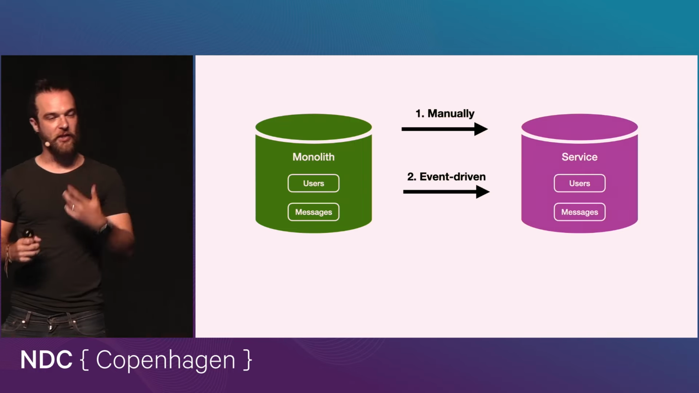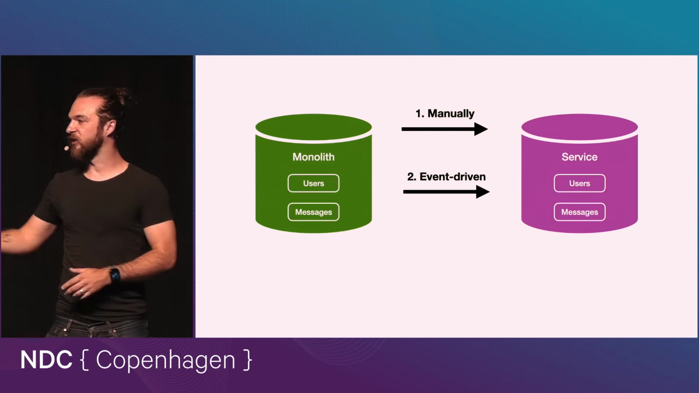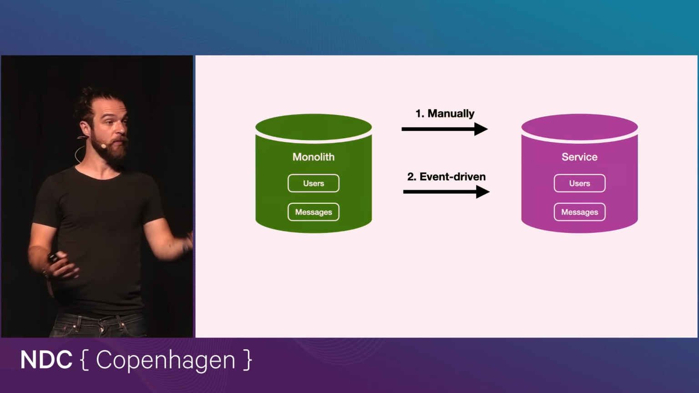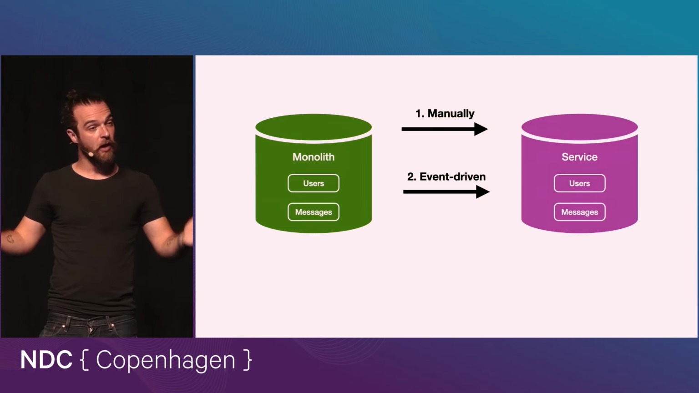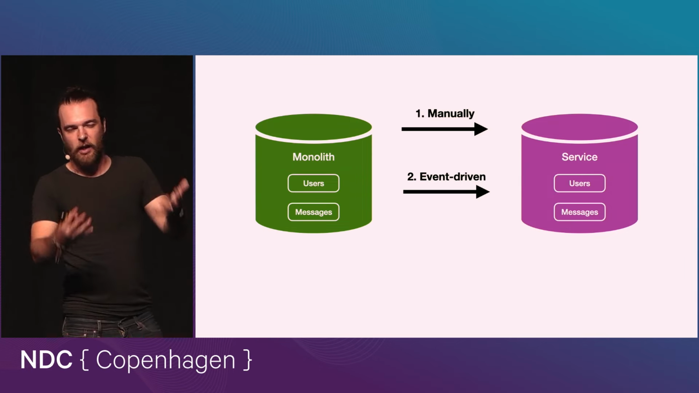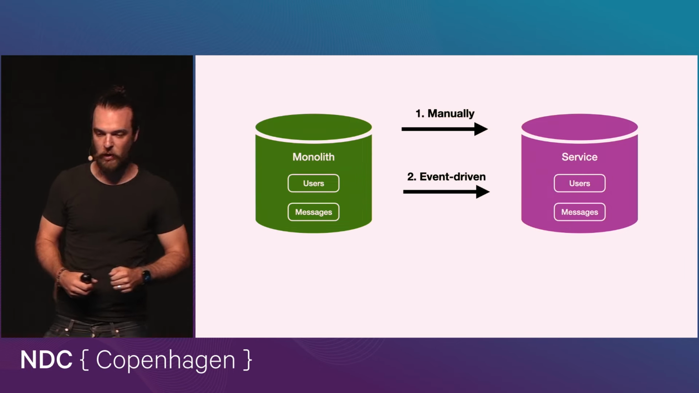And of course, when you're doing that, networks can fail. Things can go wrong. The service could be down. What we don't want to happen is somebody tries to change their profile picture and it all blows up and can't happen because the messaging service is down. So we want to be resilient. We want to make sure if the service is down, users can still change their profile picture.